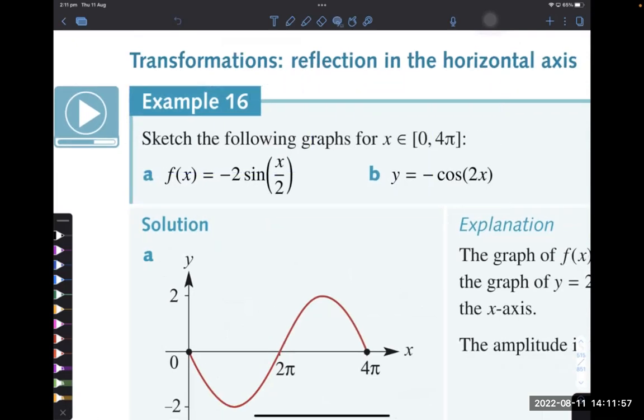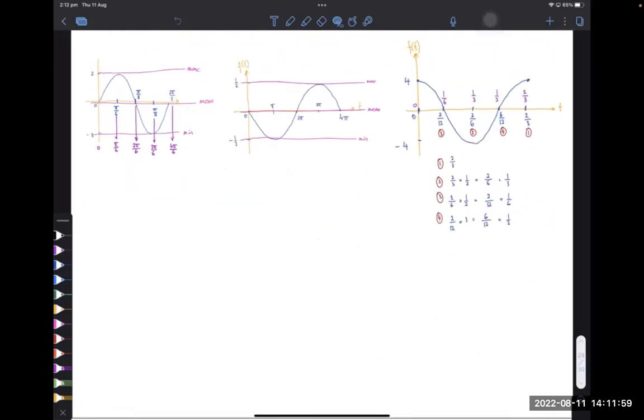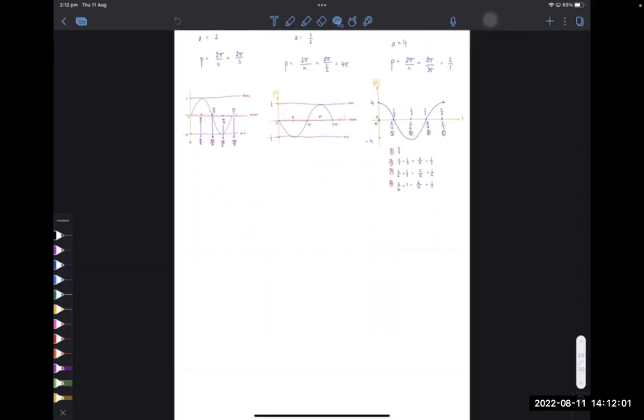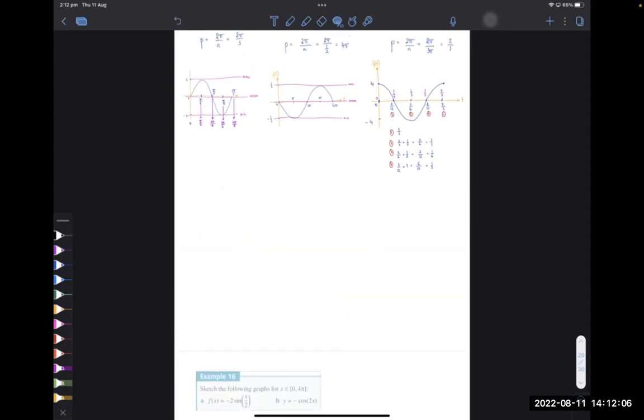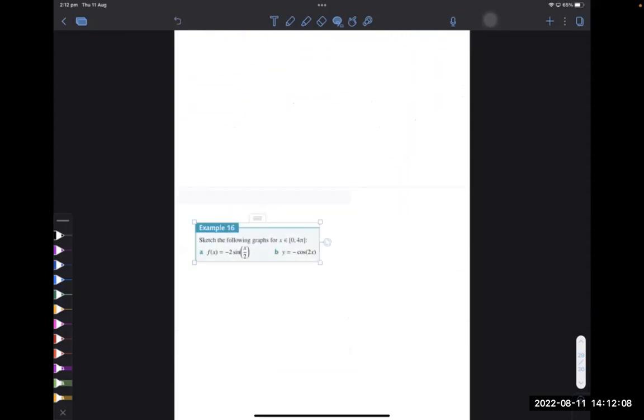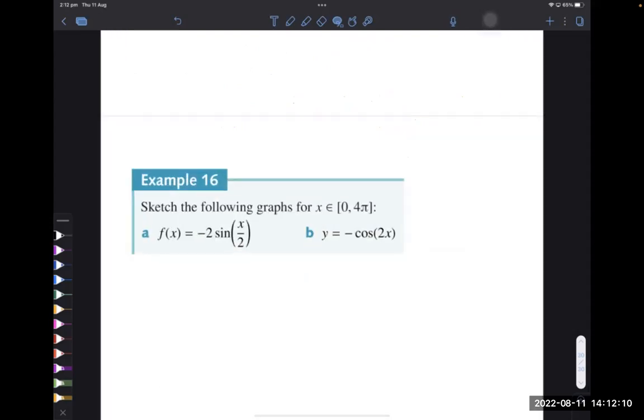So I want you to understand here that you will be able to sketch the graph if you know what one cycle looks like. Because if you know what one cycle looks like now, you can just rinse, repeat, copy and paste.